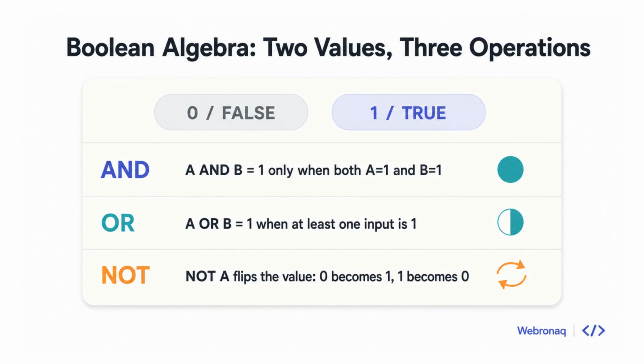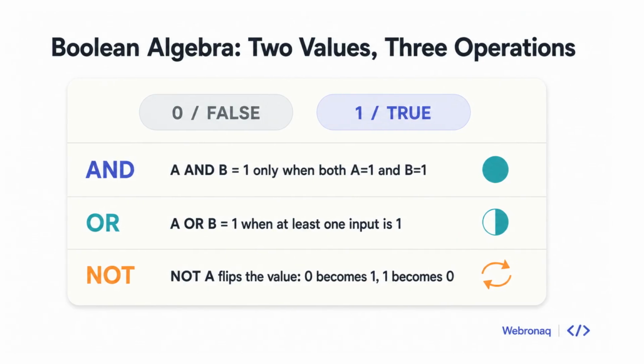From these two values, we get three fundamental operations. AND returns true only when both inputs are true. OR returns true when at least one input is true. NOT simply flips the value, turning a 0 into a 1 and a 1 into a 0. That is the entire foundation. 3 operations, 2 values. Simple as that sounds, every logical decision a computer makes is built from some combination of these three. Next, let us see how each of these operations becomes a real physical circuit.